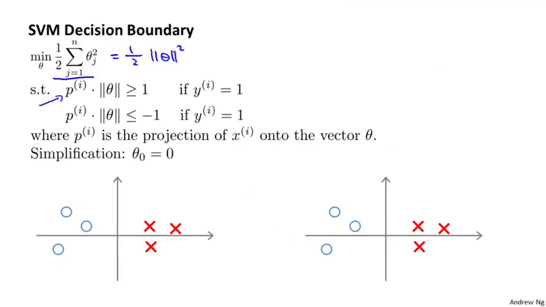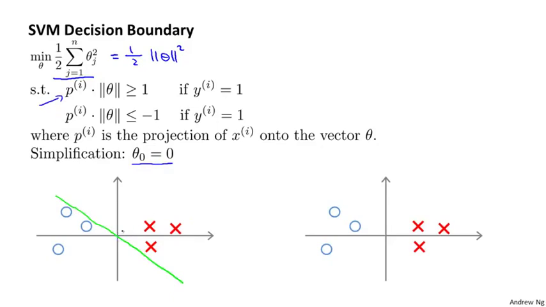So now let's consider the training examples that we have at the bottom. For now, continuing to use the simplification that theta 0 is equal to 0, let's see what decision boundary the support vector machine will choose. Here's one option. Let's say the support vector machine were to choose this decision boundary. This is not a very good choice because it has a very small margin. This decision boundary comes very close to the training examples. Let's see why the support vector machine will not do this.